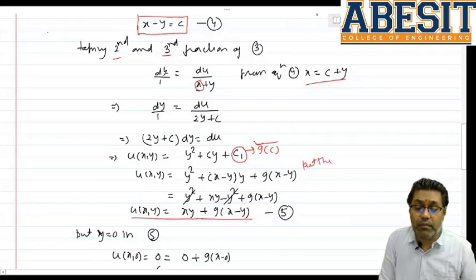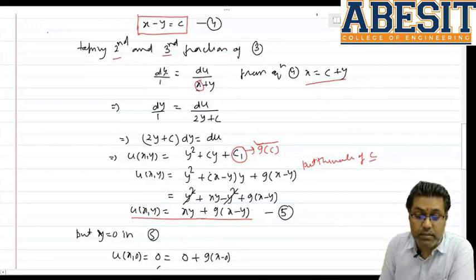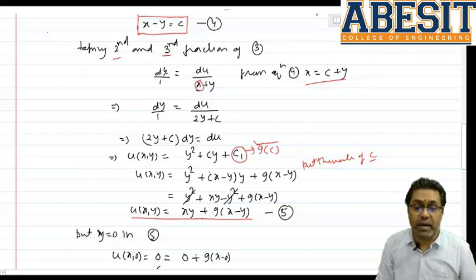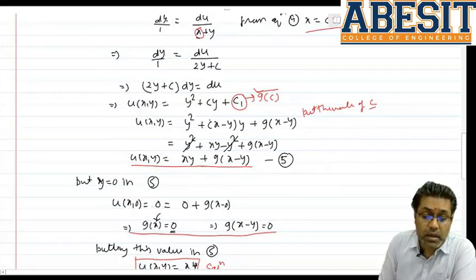Basically we put the value of c. Since x is equal to c plus y, c is equal to x minus y. So we put it here and got this value. Now our next objective is to find the value of this function g. So we put y equal to 0 in equation number 5. We get u(x, 0), which is given as 0, this is the initial condition. Putting y equal to 0, this value becomes 0 plus g(x, 0), which implies g(x) is equal to 0.